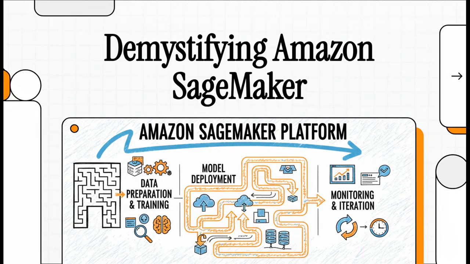All right, let's dive in. Today, we're going to tackle a real beast of a platform, Amazon SageMaker. Now, it's an absolute powerhouse for machine learning. But let's be honest, its huge feature set can feel like you've been dropped into a new world without a map or a compass. Well, in the next few minutes, we're going to give you that compass.